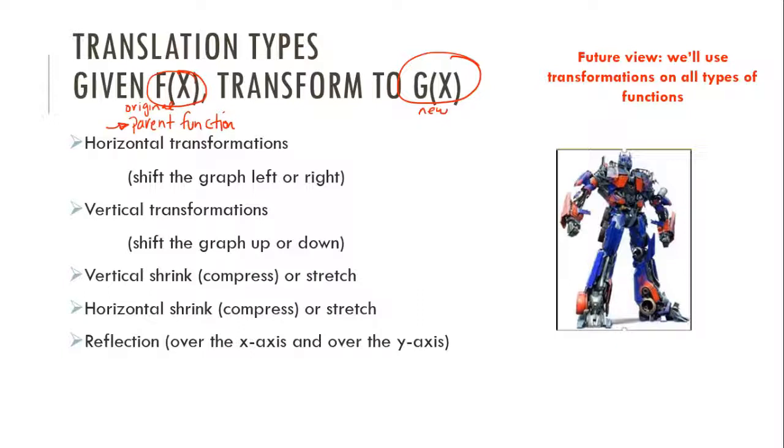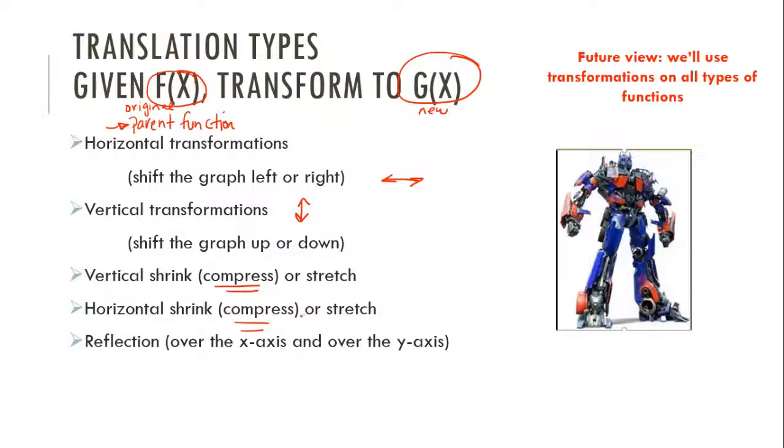So we're going to talk about some different types of functions. We're going to talk about horizontal transformations where we shift the graph left to right, so along that x-axis. We have vertical transformations where we shift the graph up or down. We have a vertical shrink, or what we call a compression, or a stretch. And then we have a horizontal shrink, or what we call a compression, or a stretch.